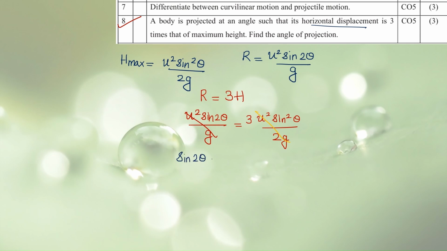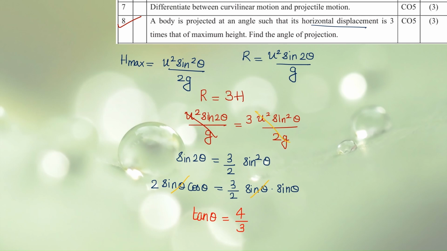Sine 2 theta is equal to 3 by 2 sine square theta, and sine 2 theta can be written as 2 sine theta cos theta, and 3 by 2 sine square theta I am writing as 3 by 2 of sine theta into sine theta. On both sides we have sine theta, so we can cancel it, then we will get sine theta by cos theta, that is tan theta is equal to 2 into 2, 4 divided by 3. Tan theta is equal to 4 by 3 and theta is equal to tan inverse of 4 by 3.